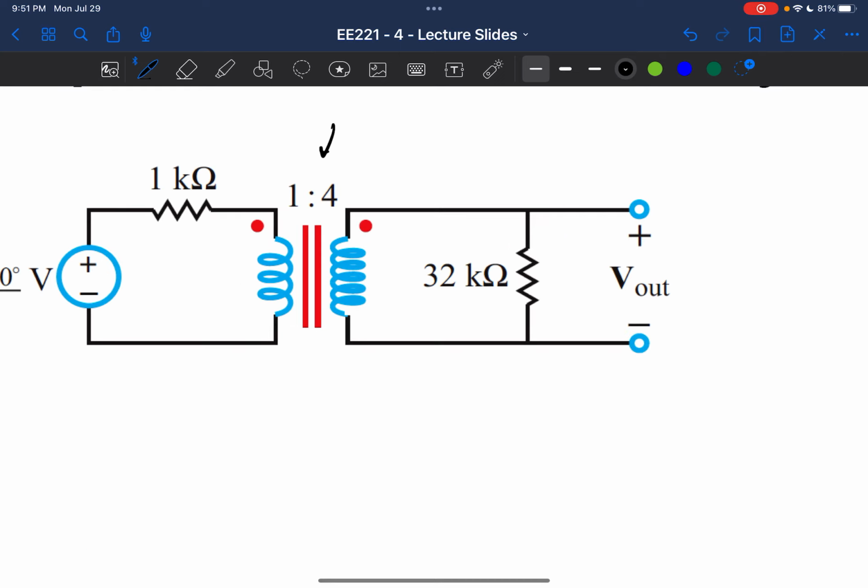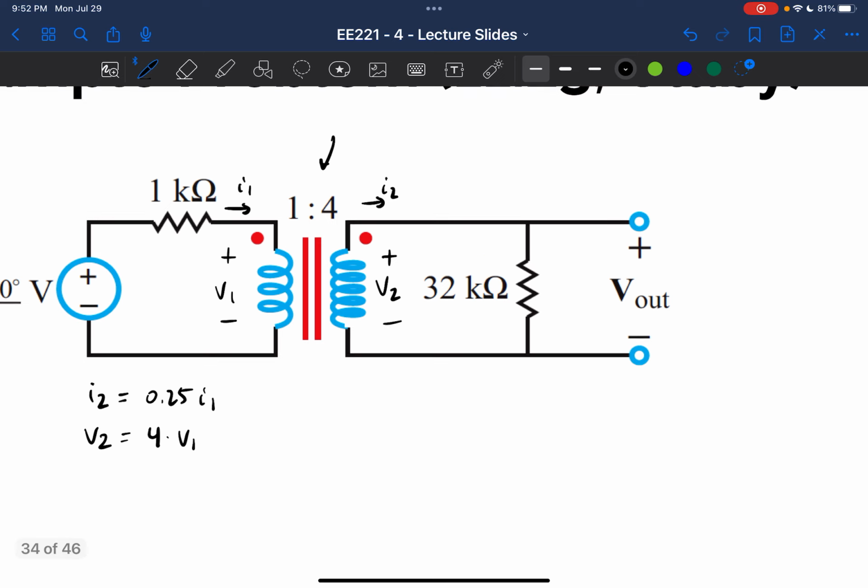Okay, and we know that means if I write this as V1 and this is V2, and I write this as I1 and this is I2, I know that means that I2 is equal to 1/4 of I1. And I also know that V2 is 4 times V1. Those are my current and voltage relationships for my turns ratio of 1 to 4 across this step-up transformer.